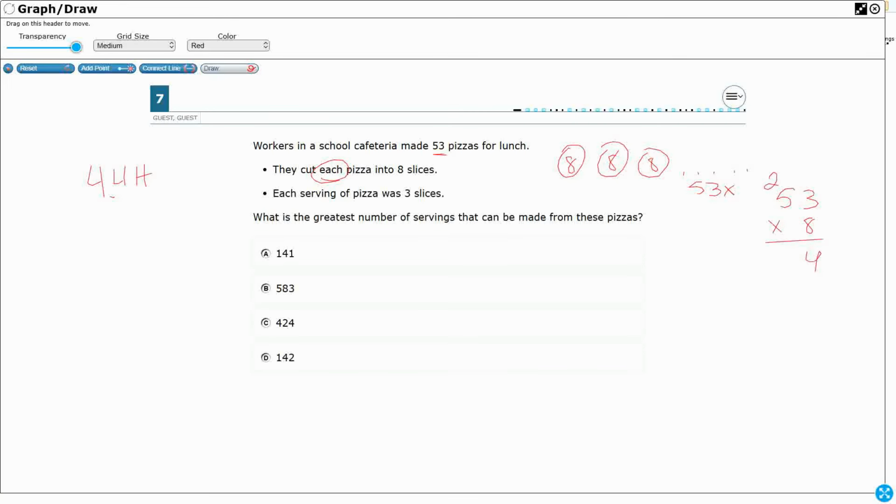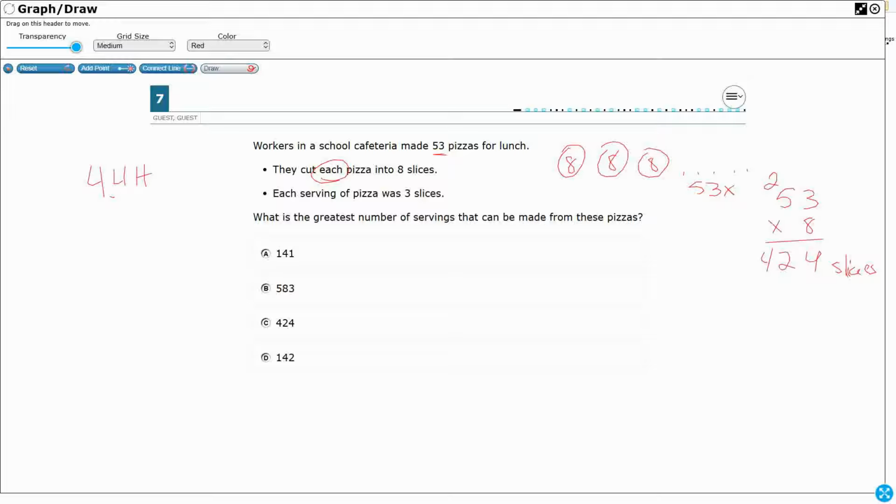Okay, so that's going to be 40, and then that's 42. So I've got 424 slices of pizza. Now, what can I do with those slices of pizza? Well, each serving was 3 slices. So now every kid gets 3 slices, which is a decent amount of slices. That's good. One slice is typically not enough.